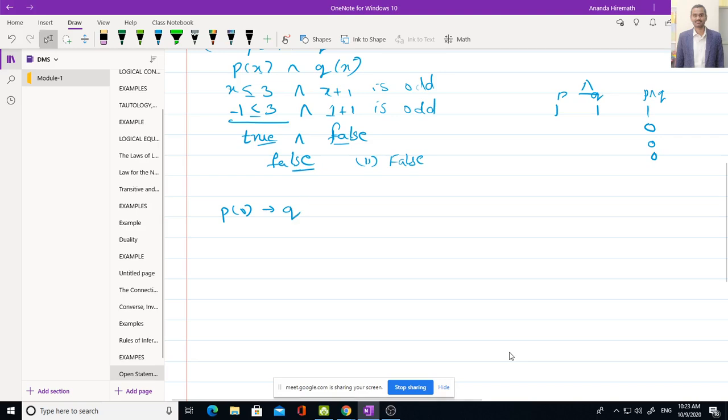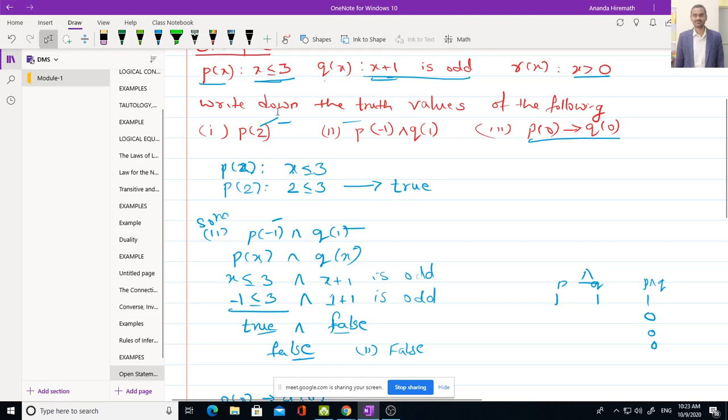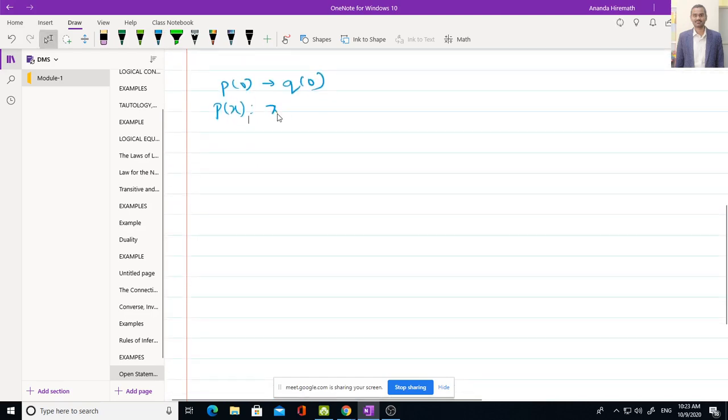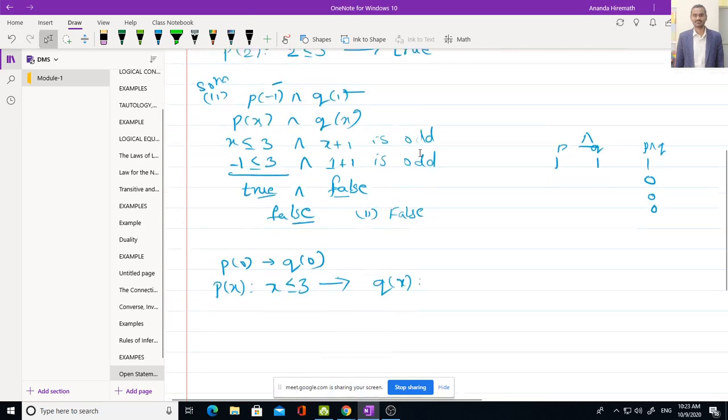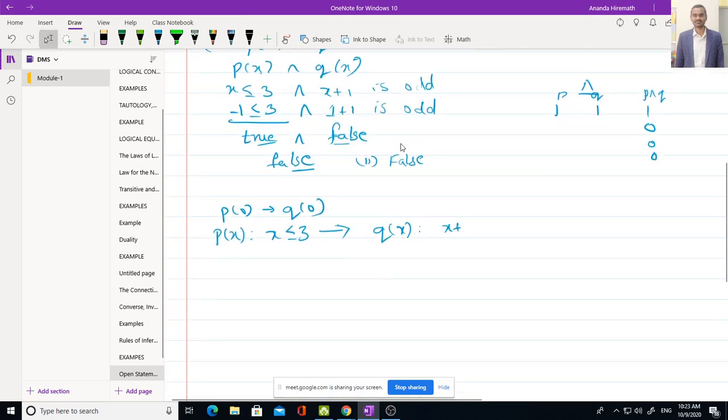P of 0 conditional q of 0. Now let me write p of x first. What is p of x? X less than or equal to 3. This is given. Conditional. What is q of x? Q of x is again x plus 1 is odd. Okay. It will be like x less than or equal to 3 conditional x plus 1 is odd.